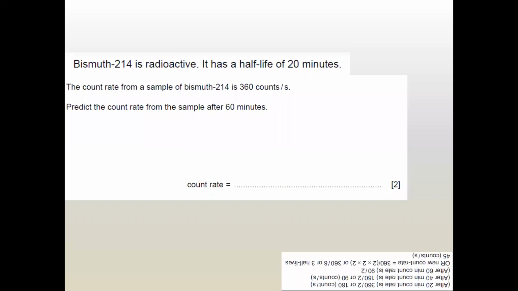In the last session, we were discussing the half-life topic. Now we are doing some questions related to the half-life. Bismuth-214 is radioactive and has a half-life of 20 minutes. It means after every 20 minutes, it becomes half of its original value.